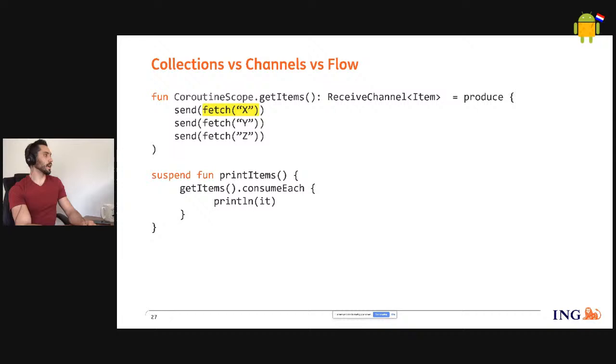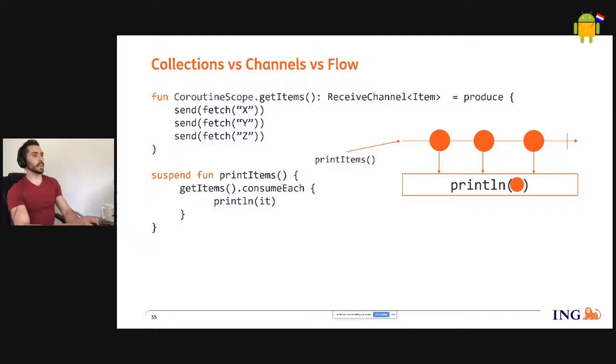And now we're going to see the difference. We jump to consumeEach, and then we print X. Now the flow of control goes back to the channel, and then we execute fetch Y, and then send it over the channel. Then we print it, fetch Z, send it, and print it. So you see there is a slight difference. As soon as we have an element that we can emit, it is emitted and we can process it, which is very similar to how Kotlin Flow works.